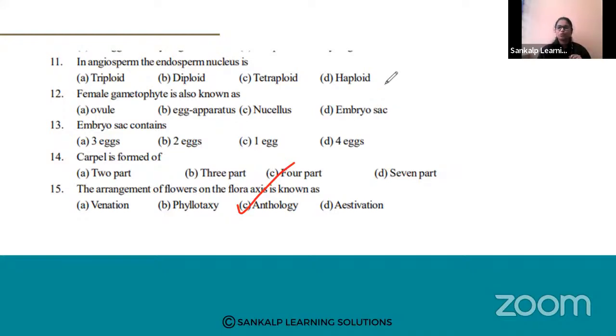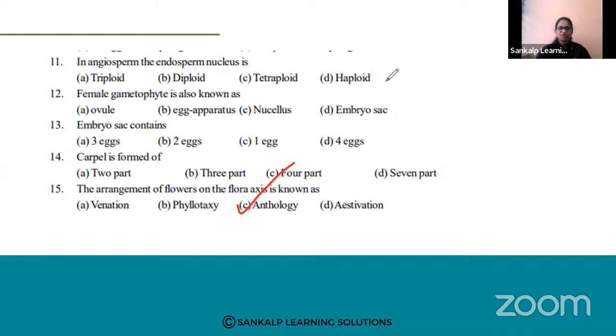Have patience, Pappu. Fine. So let me proceed with the 13th question now. I skipped in between. Embryo sac contains, that is, the female gametophyte, how many eggs do you find? Option A 3, option B 2, option C 1, option D 4 eggs. Yes, what is your response? Yes, YouTube students.